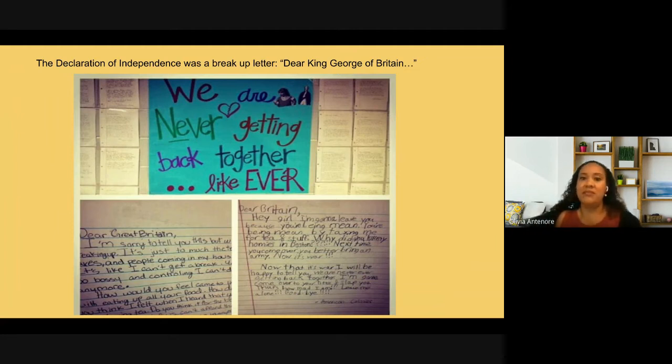England, of course, the colonies being a big moneymaker for them, they were like, no, no, no, no, no. I don't know what you guys think you're doing, but this is not happening. And you're going to have war break out. So basically, that's what the American Revolution was.